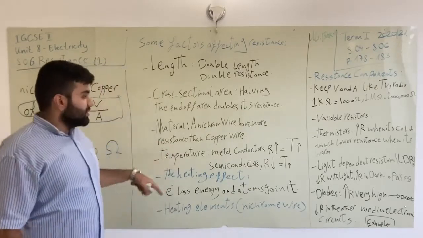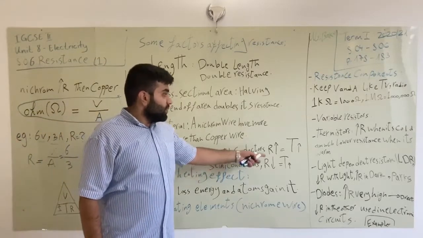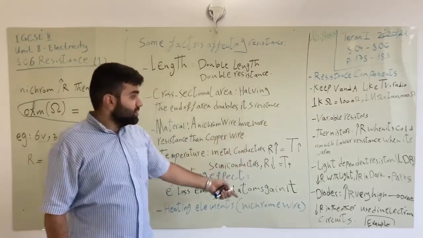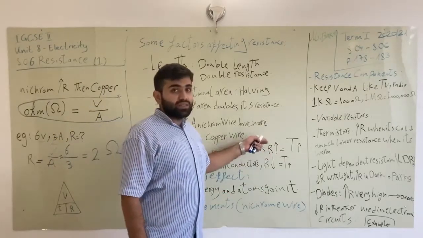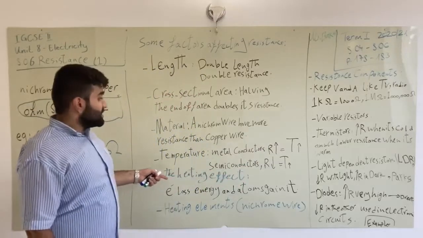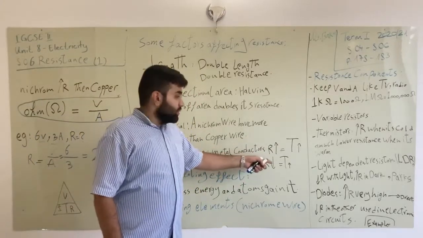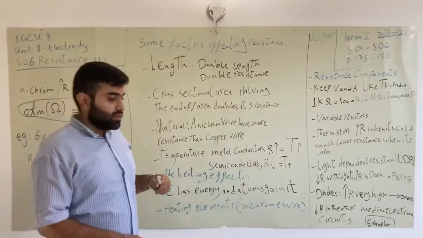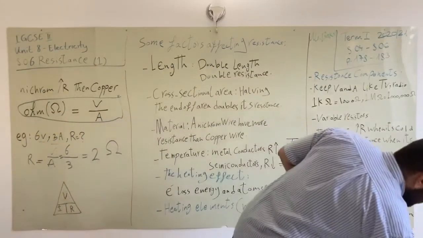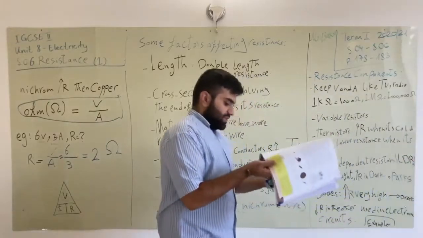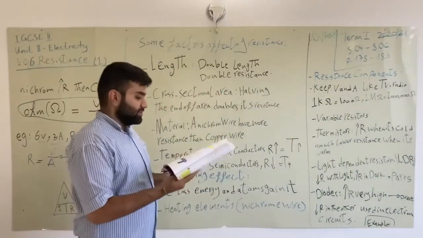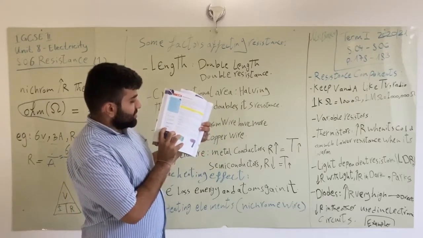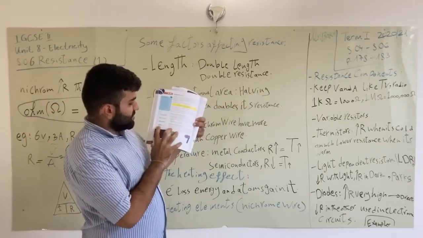Temperature. For metal conductors, when they have more temperature, the resistance is what? Is higher. But for the semiconductors, when I have more temperature, the resistance goes lower. You can see the figure in page 182. You can see here the resistance goes from down to up.